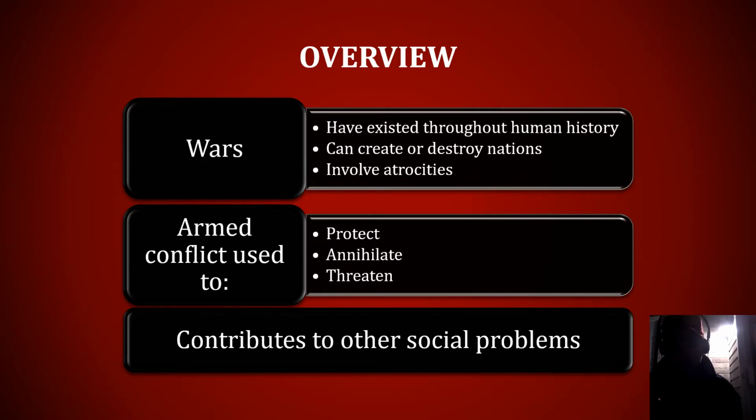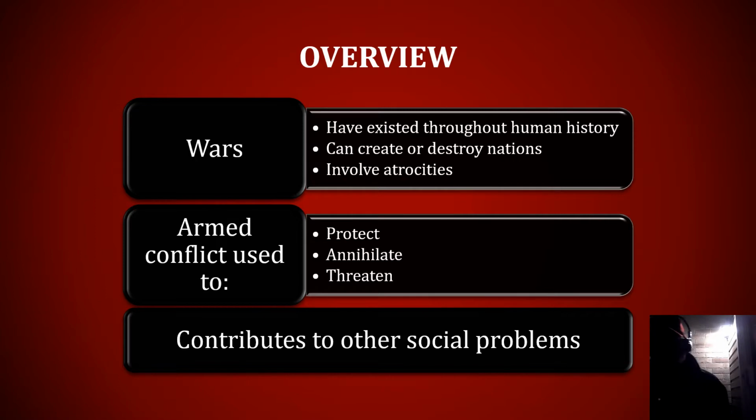Armed conflict is used to protect. So sometimes it's defensive, sometimes it's to annihilate, as in say the Nazis in World War II, and sometimes it's to threaten. Like think of North Korea wanting to have a nuclear weapon, and that's almost all just so that they don't have to play by everybody else's rules. They can threaten their way into better situations, or what they think are better situations.